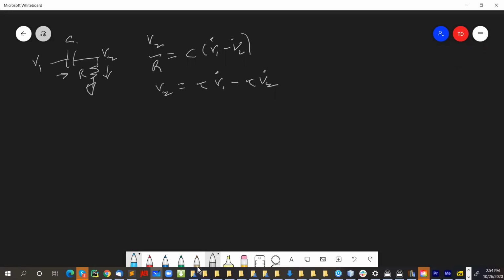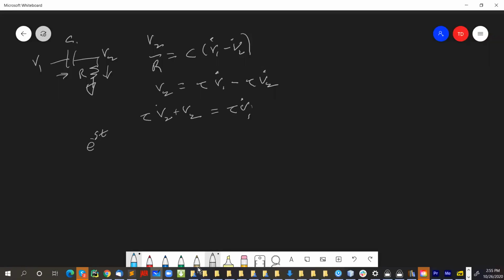And now we can write the equation putting the V2 all on one side. So we now have tau times V2 dot plus V2 equals tau V1 dot. So that's a differential equation that describes how V2 responds to V1 changes. You see, it's only the V1 dot that's coming in. There's no steady state V1. So you know it can't respond to the steady state value of V1 because it's just not in the equation at all.